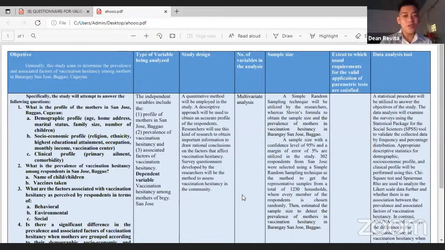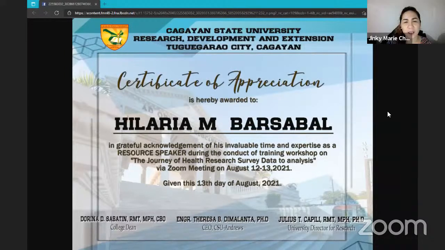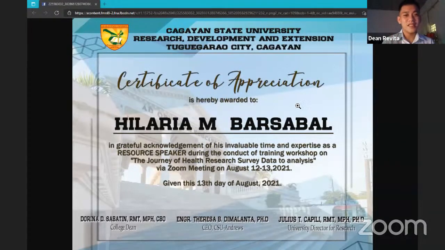Now, allow me to award you this certificate po. So let me read its contents. Cagayan State University Research Development and Extension. Can you ask Romel to unshare his screen? We cannot see the certificate. Yes, that's it. Okay, go ahead. Nakikita na po? Yes.